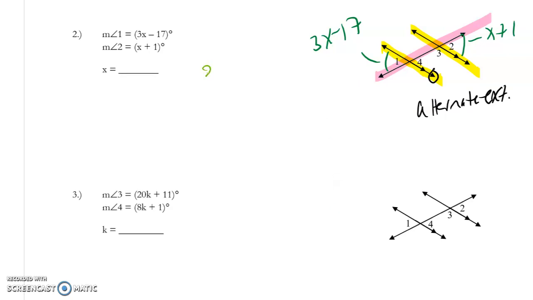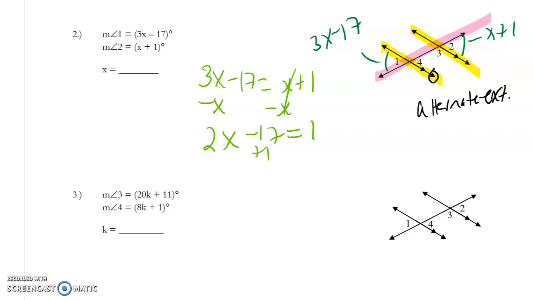So I can say that 3x minus 17 equals x plus 1. I'm going to solve, so I'm going to get all my x's on one side. So 2x minus 17 equals 1. I'll add 17. 2x is 18, and x is equal to 9. Okay, so that's a really good example of how algebra is going to start coming up in these sorts of problems.